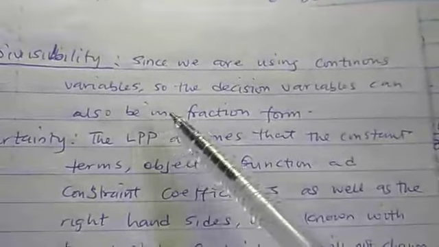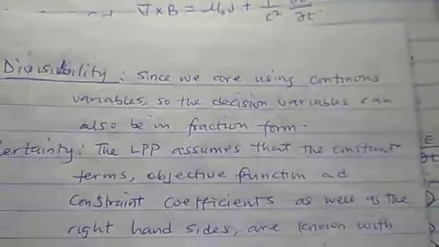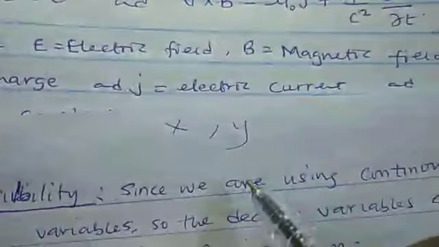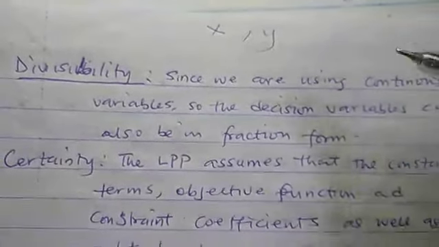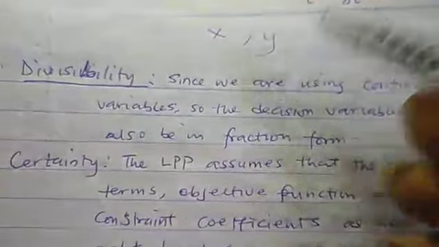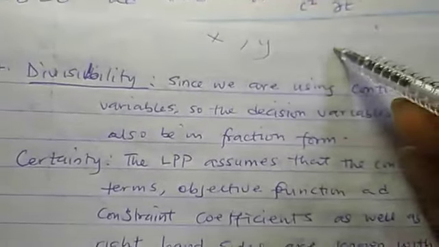Another one is divisibility. Since we are using continuous variables, the variables can also be in fraction form. That means the variables we are using, x and y, may not necessarily be whole numbers. They can also be fractions, which lead to decimals, like 1.5.